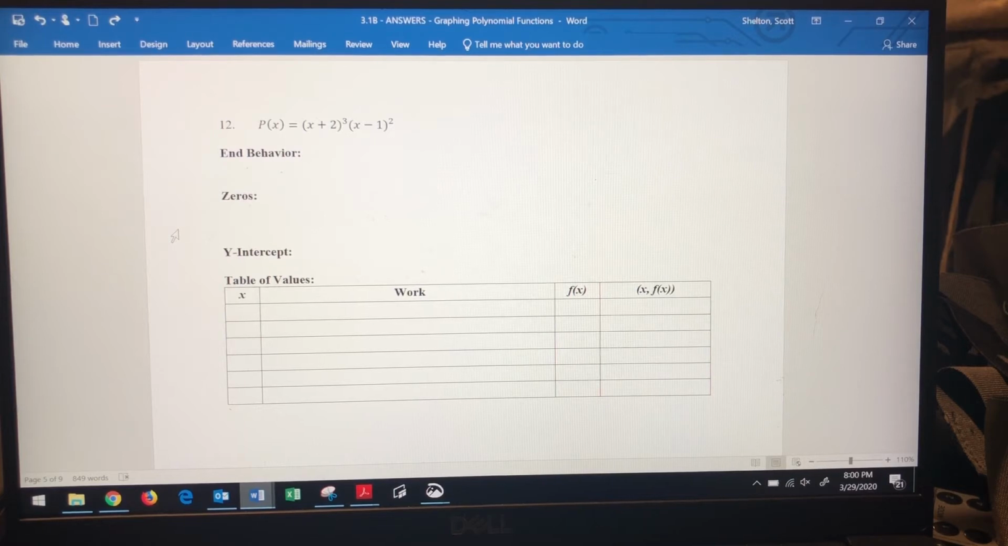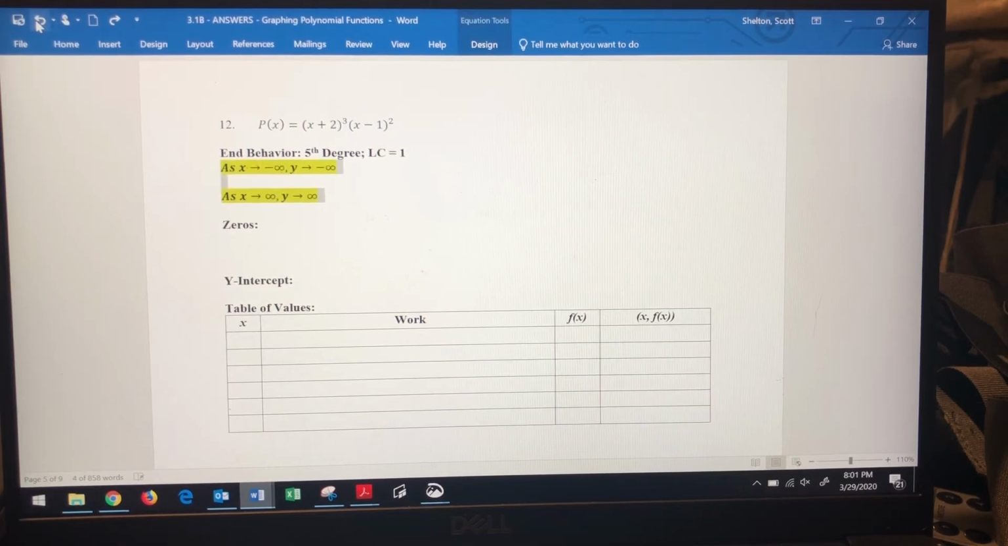If we were to expand both of these binomials and multiply everything out, the first binomial would have a first term of x cubed. The second binomial, when we square that, would be x squared. When I put them together, our first term in this function would be 1x to the 5th. So that makes it a 5th degree polynomial with a leading coefficient of 1. Just like the last one, we know what the end behavior is. As x approaches negative infinity, y approaches negative infinity. As x approaches positive infinity, so does y.